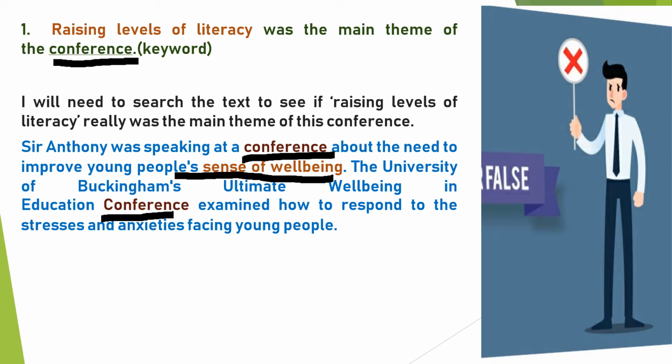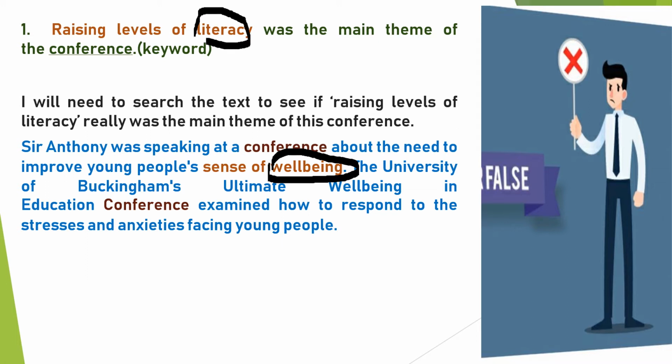So well-being means living in good health, living in a better place, in a better lifestyle. Well-being is nothing relating to literacy. Literacy is nothing related to well-being. So it is completely different from what the statement is saying to us. Well-being, here is our keyword, well-being, literacy. So they do not match.